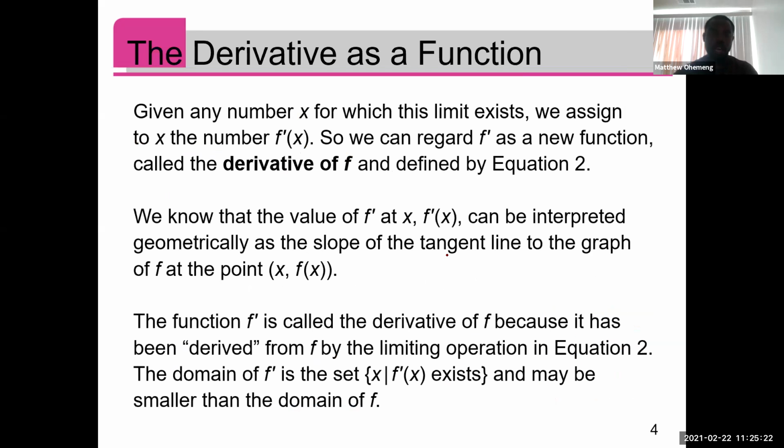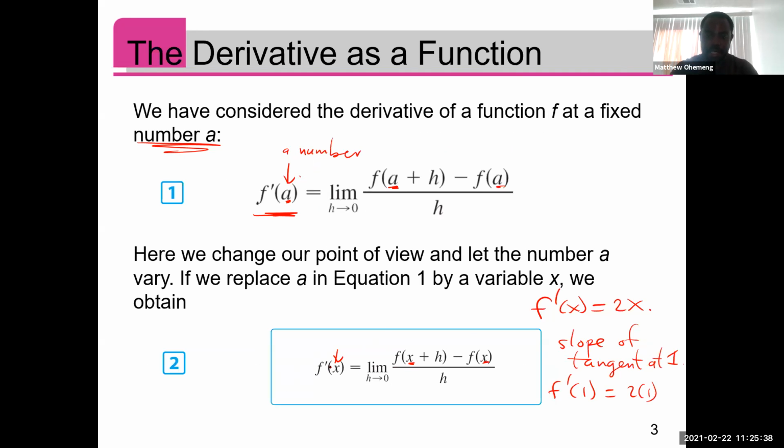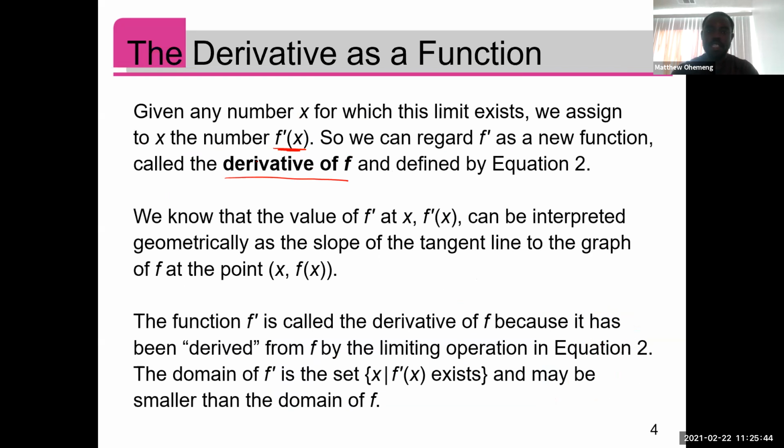Now, why do we call this a derivative? Well, we call this a derivative because this new function f prime of x that we have now is what is derived from f. It's a function derived from f. It depends on f. As you can see, f prime of x is f of x plus h, f of x, so it depends on f. So it's derived from the function f. That's why it's called a derivative.